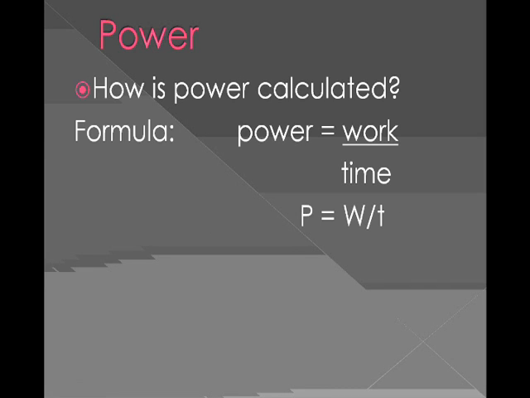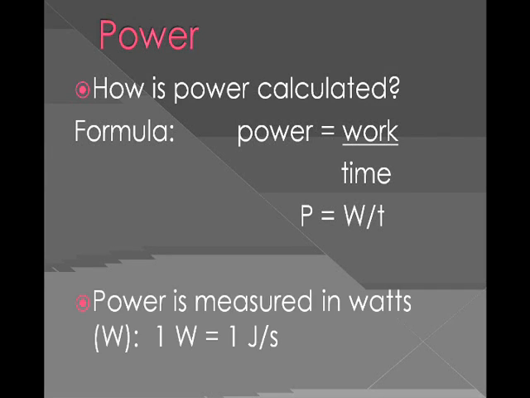Now let's look to see how power is calculated. Power equals work divided by time. Okay, and you can go ahead and draw your circle if you would like. And power is measured in watts, which is a capital W.